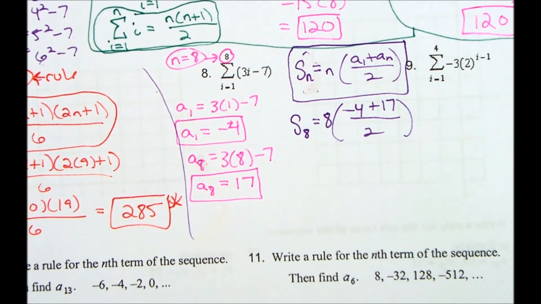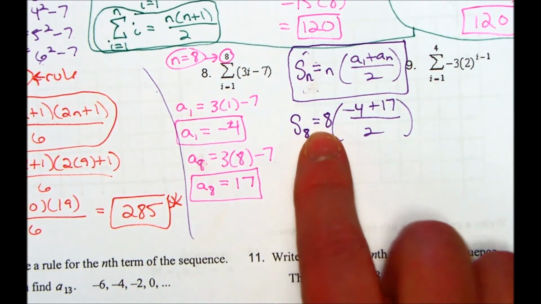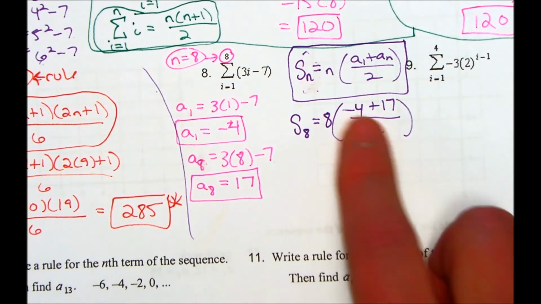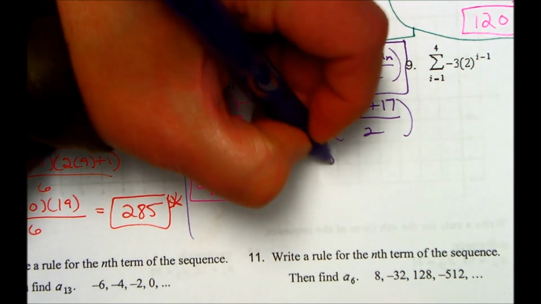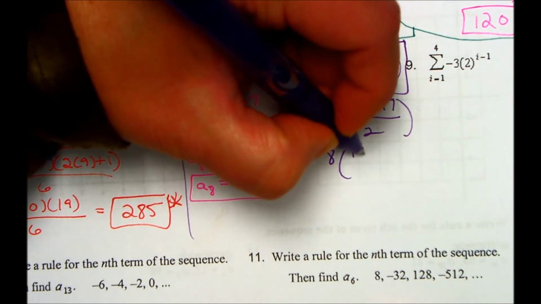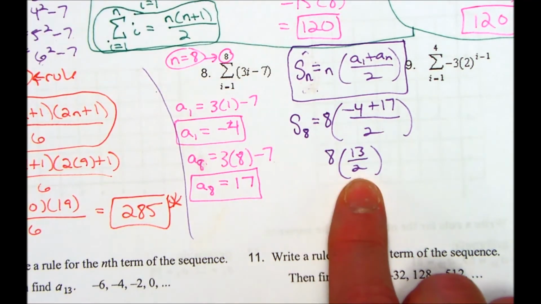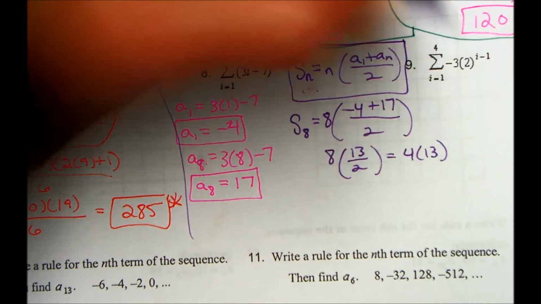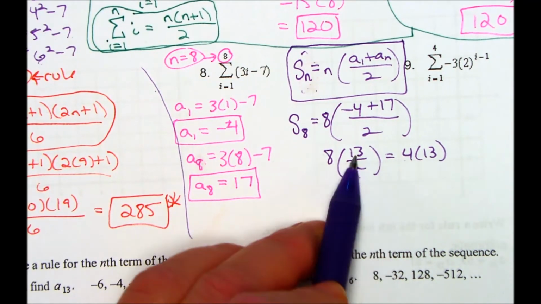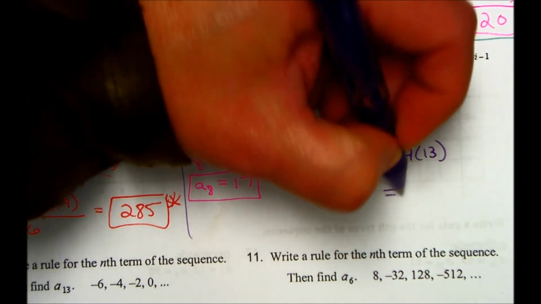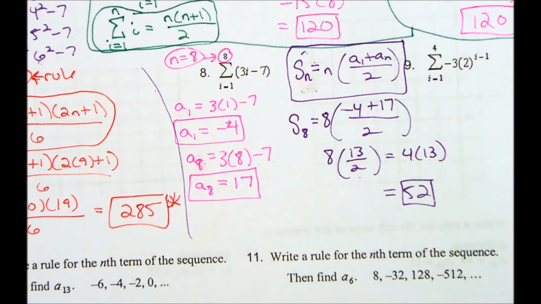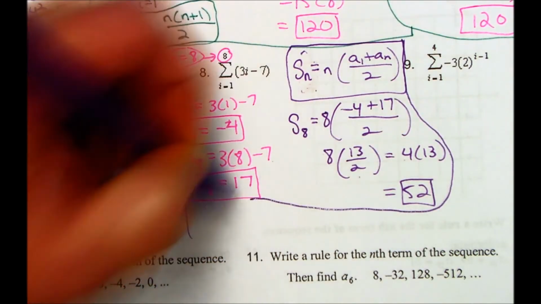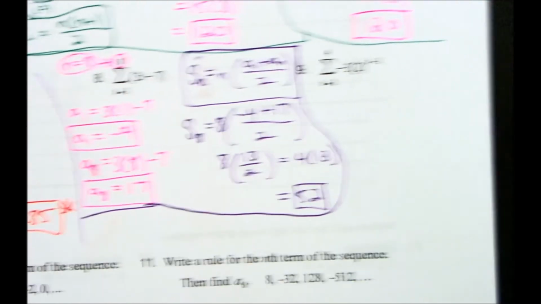So this is going to give us, oh no, it's not going to give us a decimal because we could reduce the 8 and the 2. The negative 4 plus the 17, so we've got 8 times basically 13 over 2. So the 8 and the 2 we could reduce and get 4 times 13. So 8 divided by 2 is 4, but you still have to multiply by the 13, which will equal 52. All right, so that's the answer for number 8, and we're running into number 9.